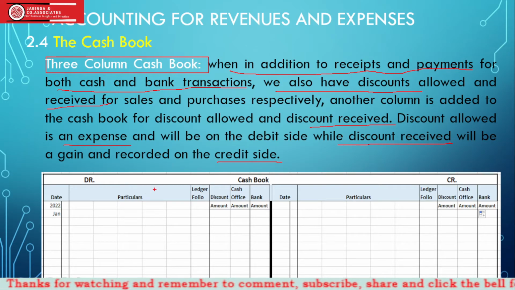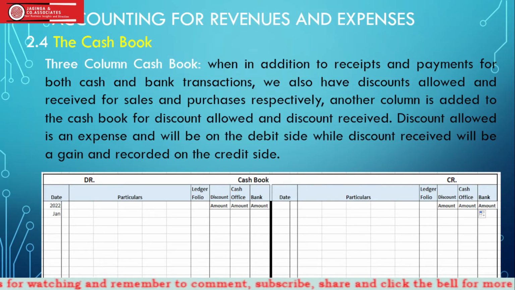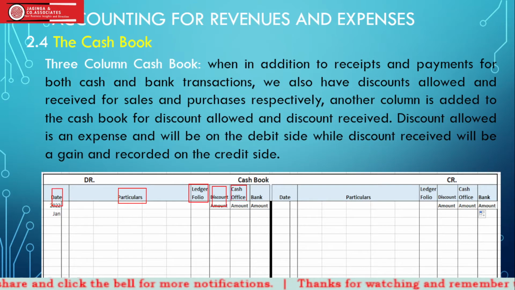Down here we have a sample of a three column cash book. So here we still have the date column. We have particulars, then we have the ledger folio. So we've now added a column for discount, and then we have the cash column and bank column, and they both appear on the credit side and the debit side. So this is what we call a three column cash book. It has three columns for discount, cash, and bank.